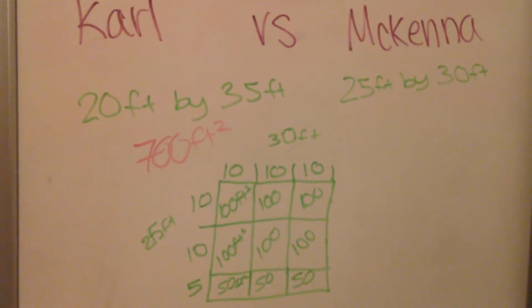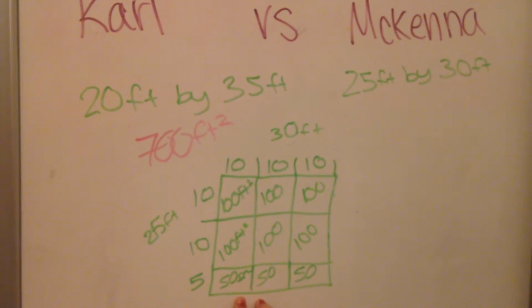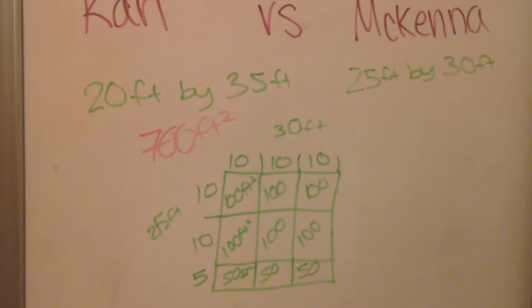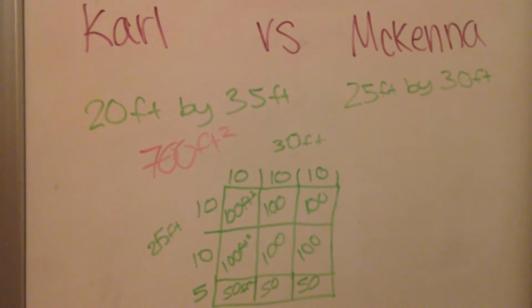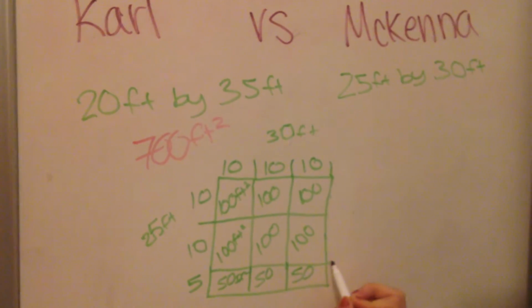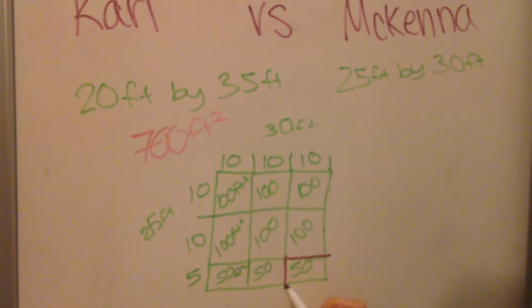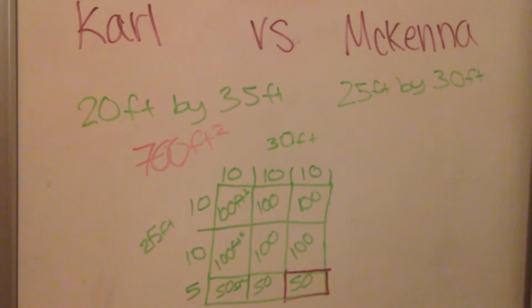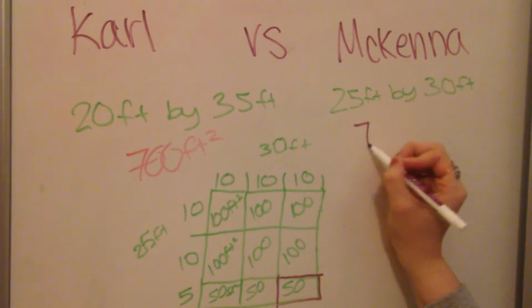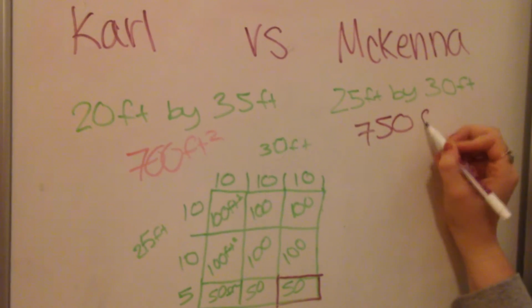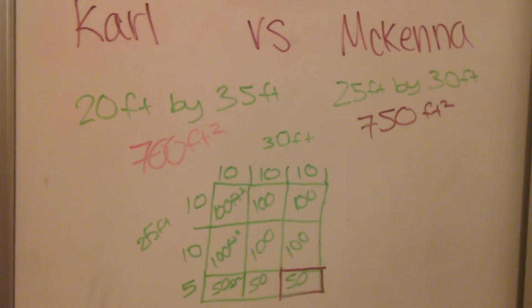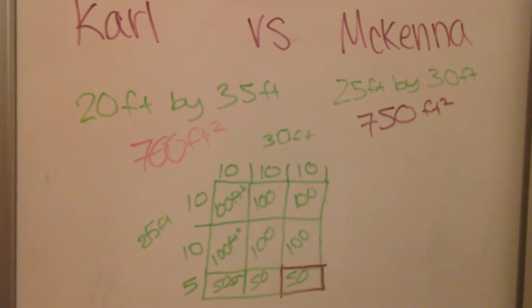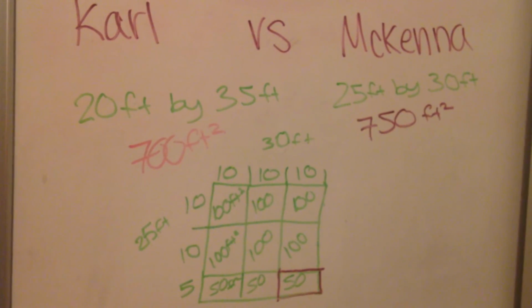So we have 600 here, and then we have 50 plus 50, which is another 100, so that's 700. That's the square footage of Karl's garden. But McKenna has 50 left over that Karl doesn't have. So McKenna's square footage is 750 feet squared. As we can clearly see, McKenna's garden is larger in area, and she has 50 extra square feet to put all of those yummy vegetables.